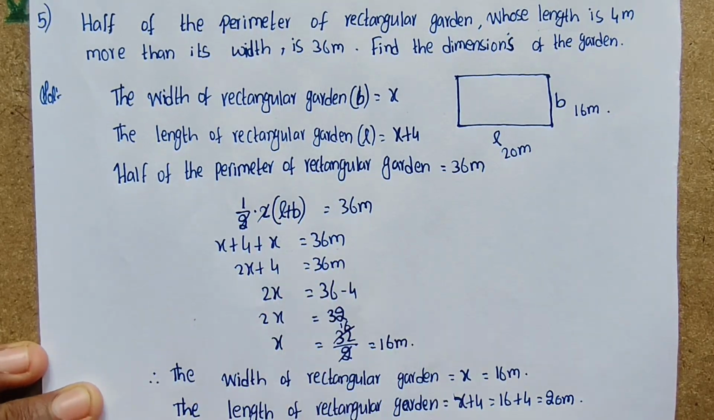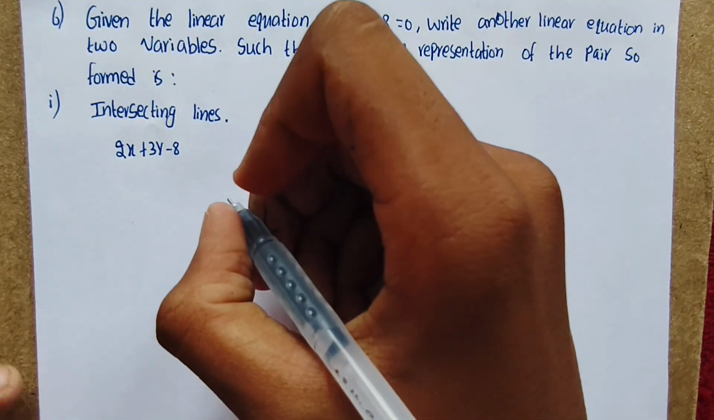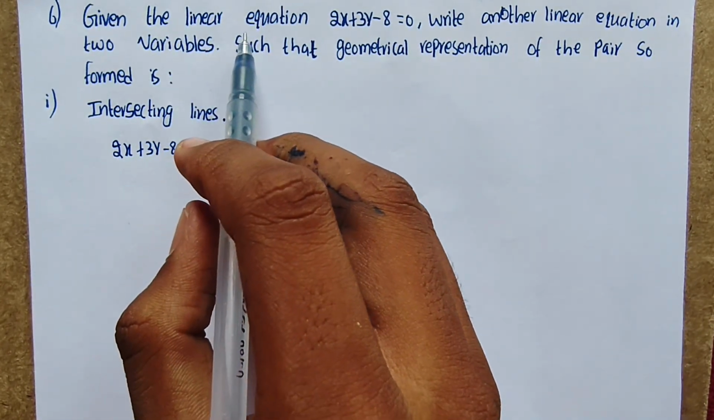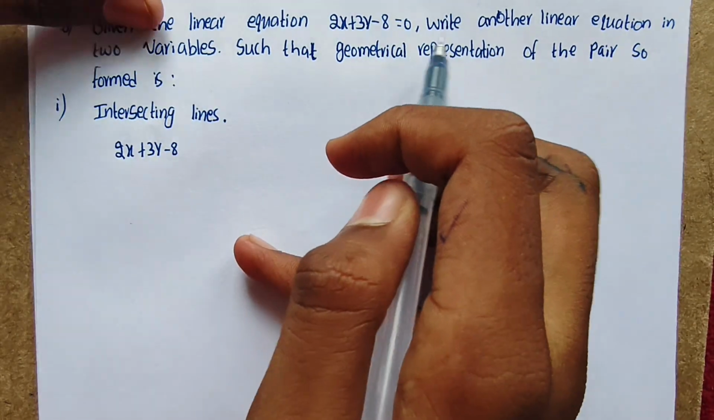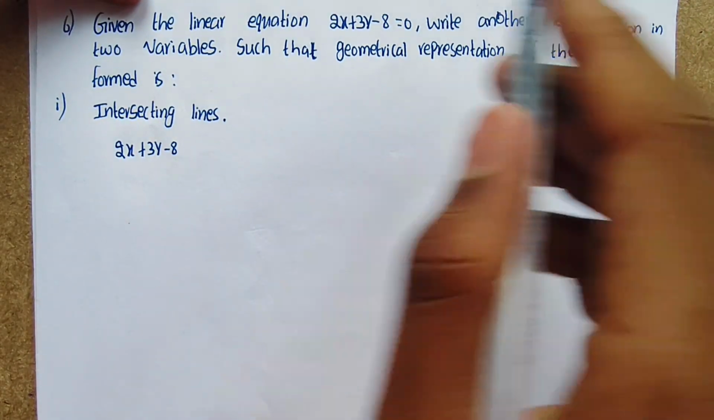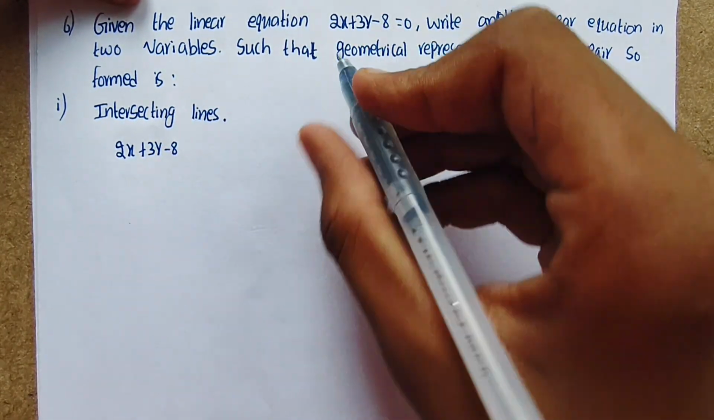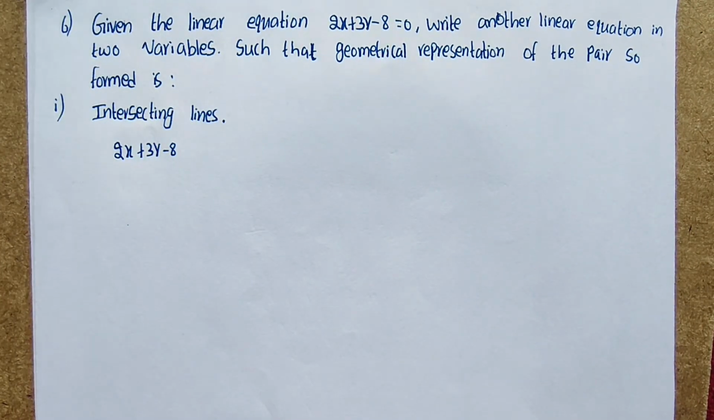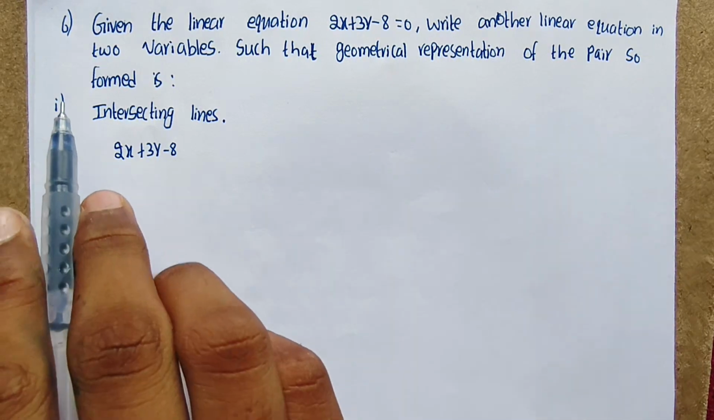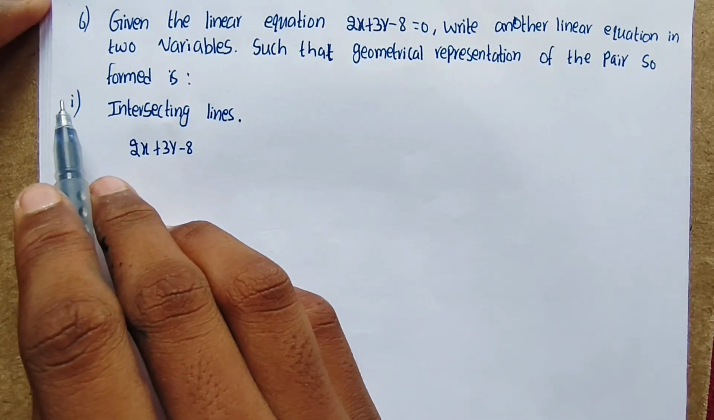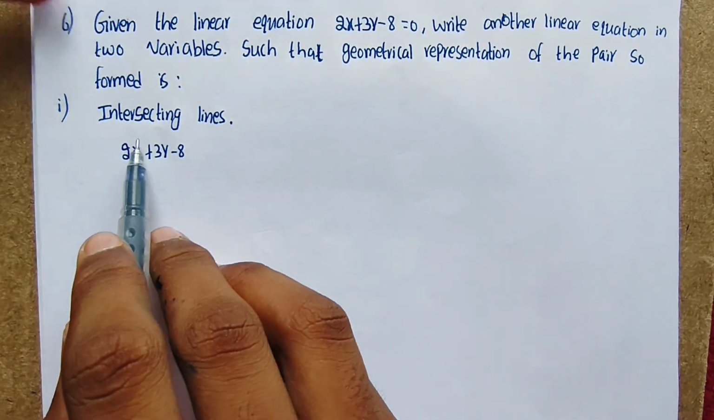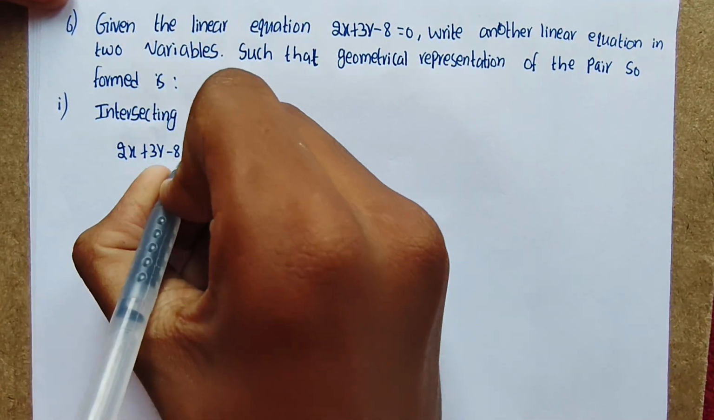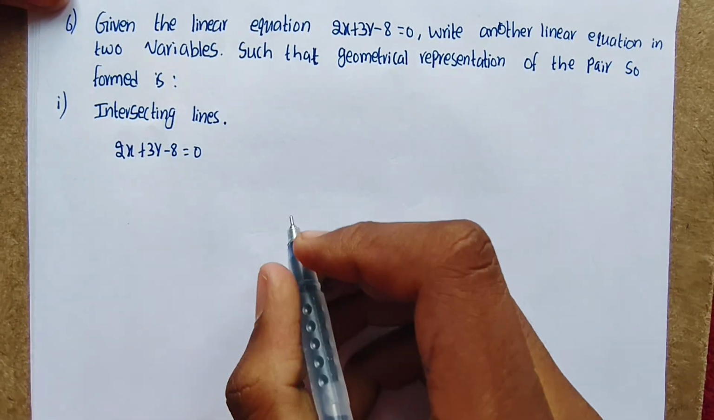Now let us go to the sixth problem. Here the problem gives the linear equation 2x plus 3y minus 8 equals 0. Write another linear equation in two variables such that the geometrical representation of the pair so formed is: the first sub-question, intersecting lines. I take the linear equation they gave, 2x plus 3y minus 8 equals 0.